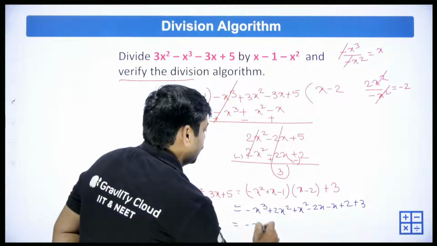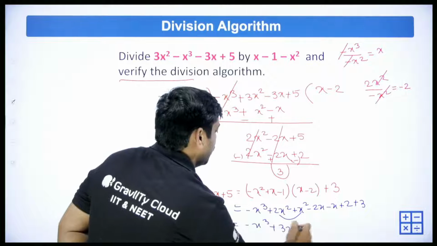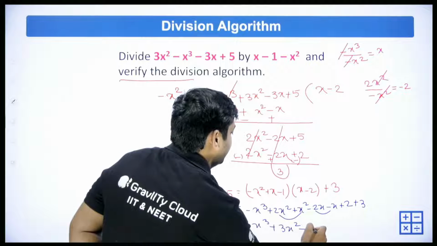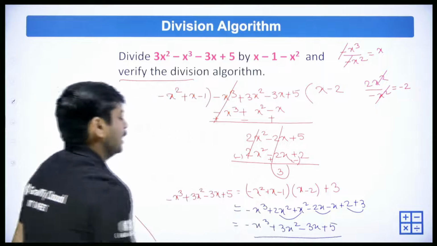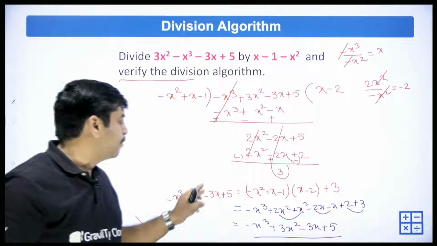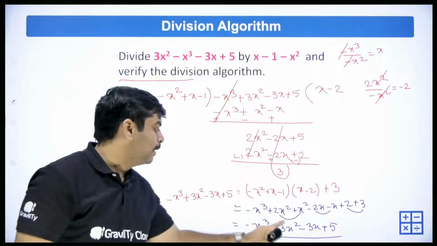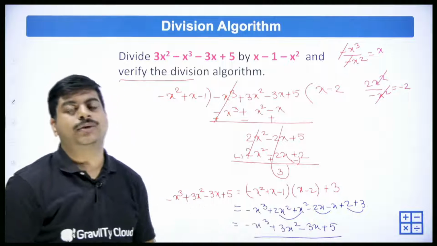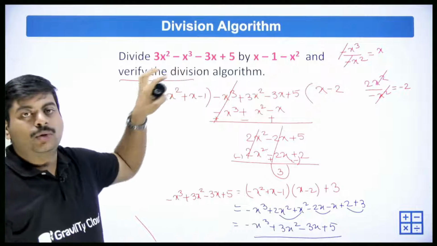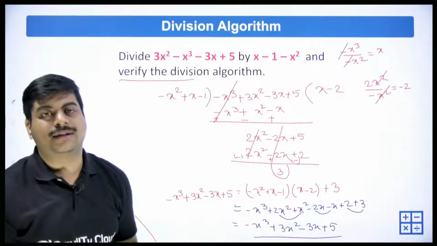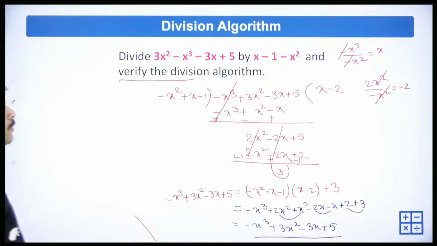Minus x cube plus 2x square plus x square is a plus 3x square. Minus 2x minus x is minus 3x. Plus 2 plus 3 is a plus 5. Minus x cube plus 3x square minus 3x plus 5. So this is exactly the same as the given function. So the division algorithm is verified, right? Let's move to one more question.